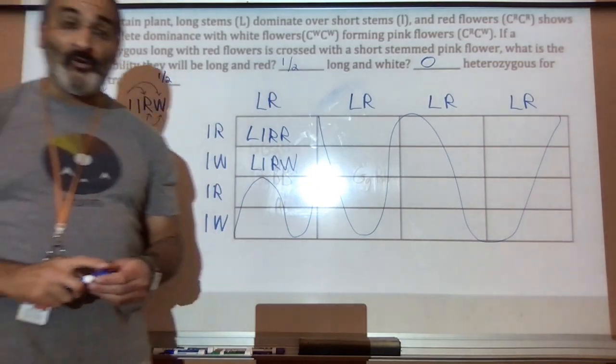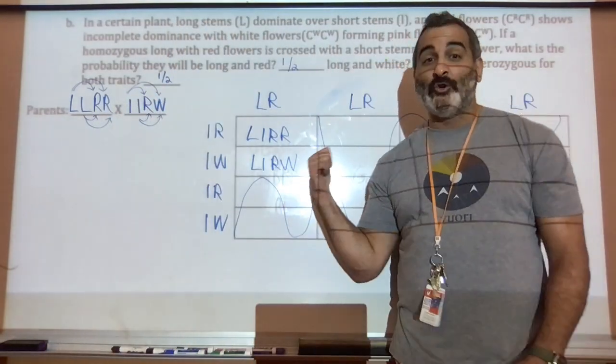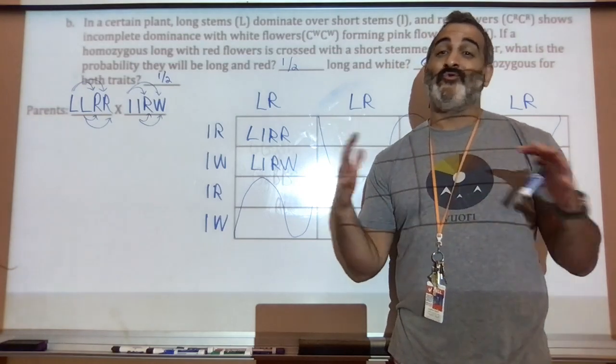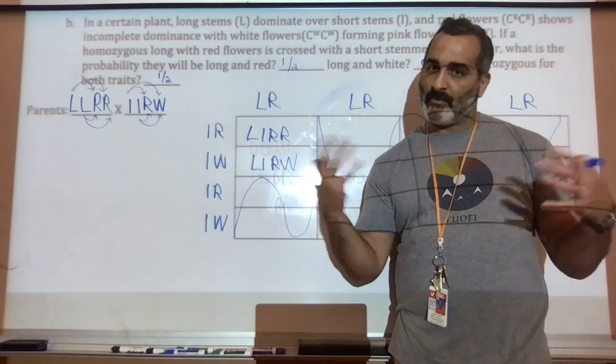Okay? Now you know how to do these giant 2-trait crosses. If you could do the second problem by yourself without any help, you totally understand all of the genetics crosses up to this point. Now go try your sample problem.